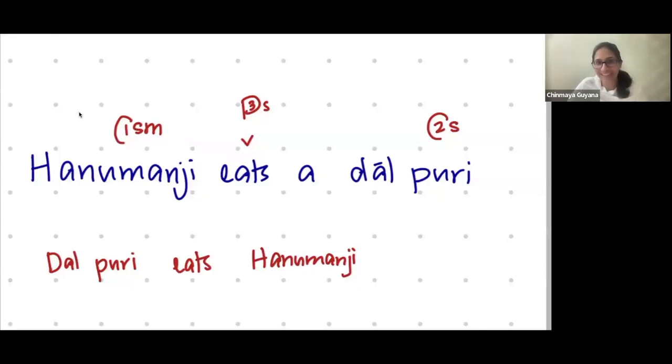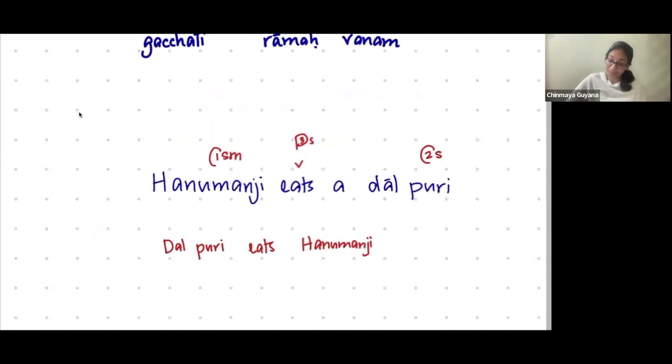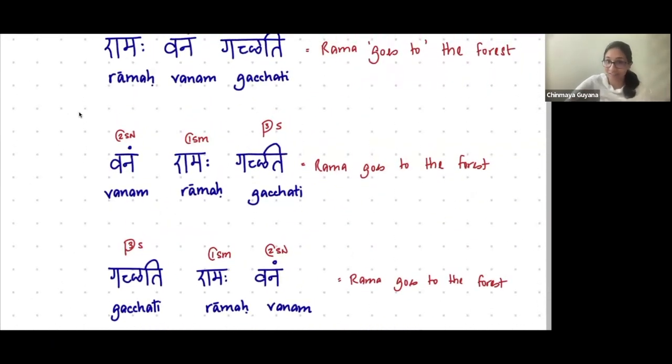You cannot speak like this in English because the meaning is conveyed by the order of words and the way they're placed in a sentence. You cannot say Hanumanji dal puri eats either. You cannot say eats dal puri Hanumanji. You cannot say eats Hanumanji dal puri. But in Sanskrit, we could do that. This exact thing we just did, the order was completely mixed up and switched up, but the meaning was maintained.